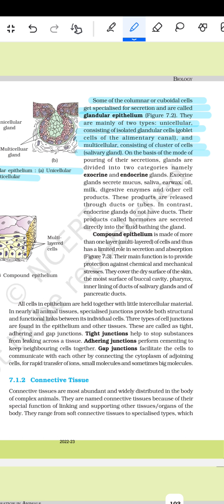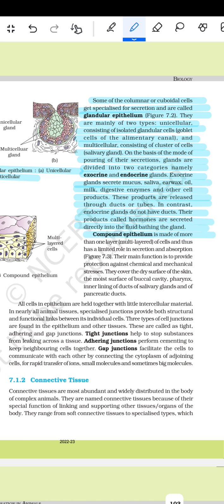On the basis of the mode of pouring of the secretion, glands are divided into two categories, namely exocrine and endocrine glands. Exocrine glands secrete mucus, saliva, earwax, oil, digestive enzymes, and other cell products. These products are released through ducts or tubes. In contrast, endocrine glands do not have ducts. Their products, called hormones, are secreted directly into the fluid bathing the gland.